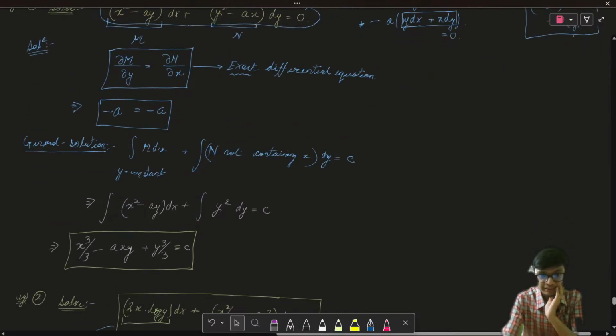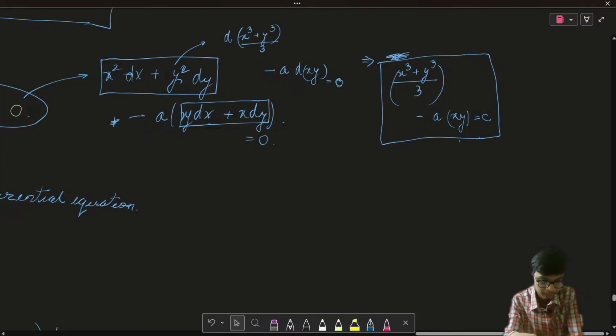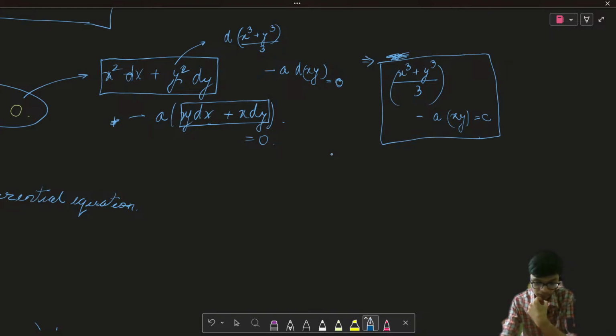Now you can check, this is the answer that we obtained by this general solution approach, and this is the answer that we obtained using the derivative approach, right? Or the reducing to the exact differential approach. I hope this solution is clear to all of you. All right, this solution is clear. Any questions? If you have any question, please let me know.